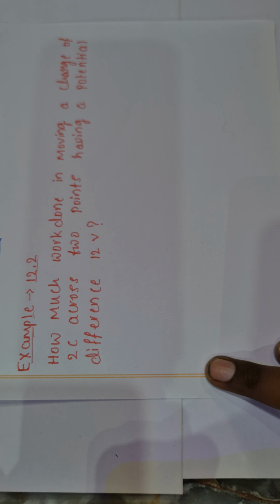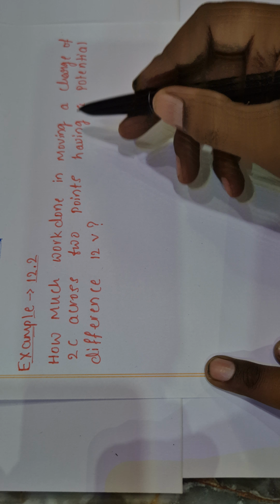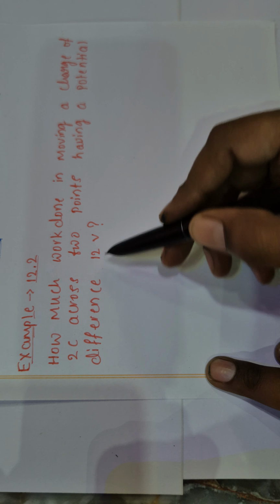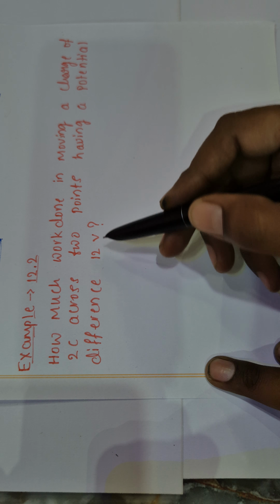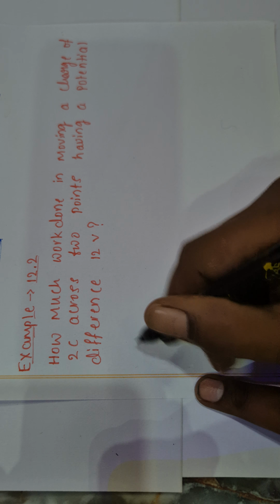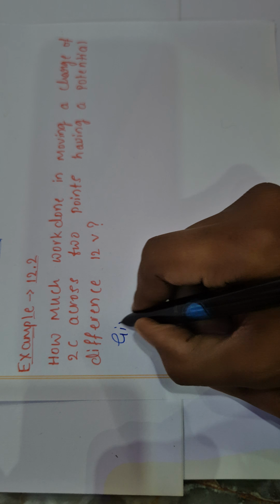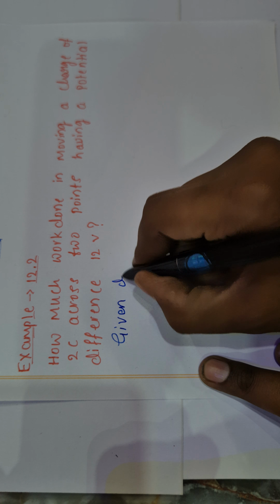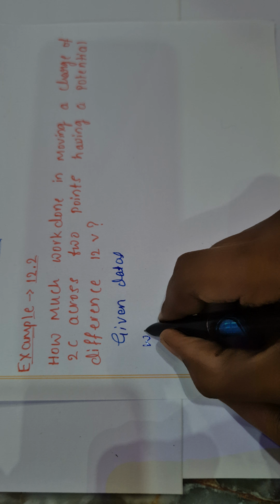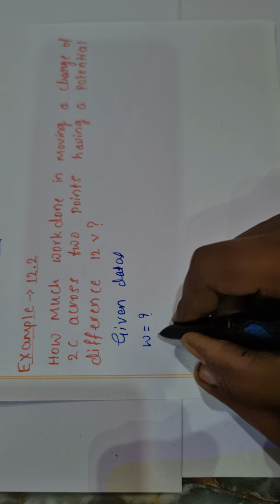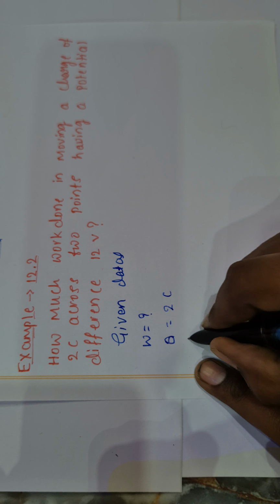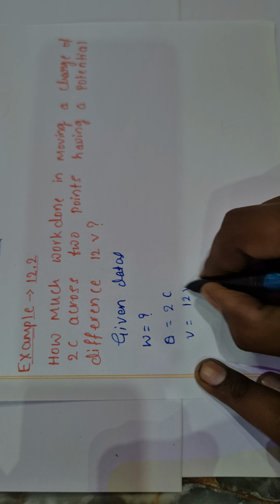Okay, second problem, 12.2. How much work is done in moving a charge of 2 coulomb across 2 points having a potential difference of 12 volt? We know that potential difference we take as V, and work done we take as W. First we have to write the given data. What is given? How much work done, W is equal to what? We don't know. The Q is 2 coulomb, and the potential difference is 12 volt.